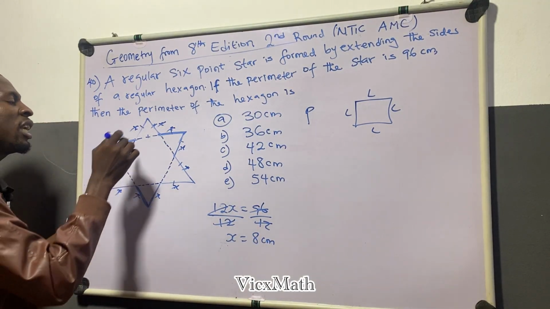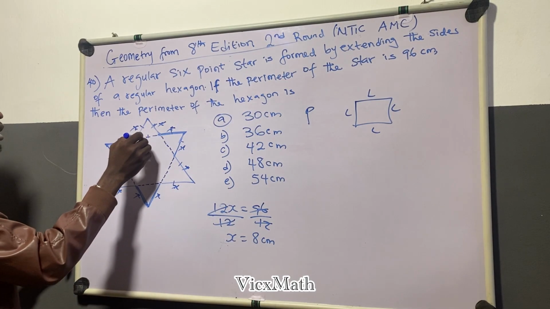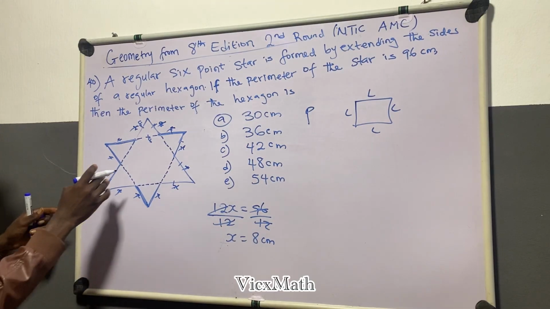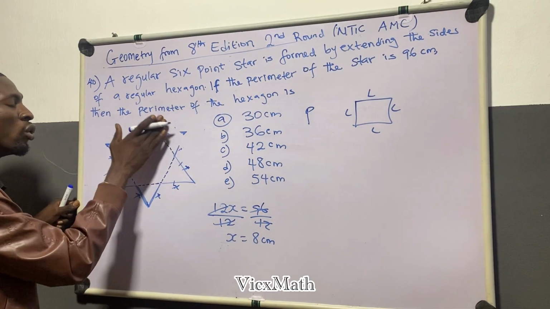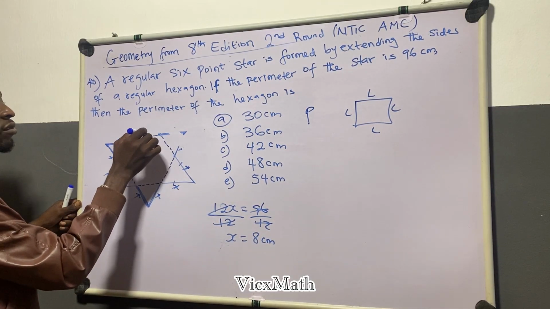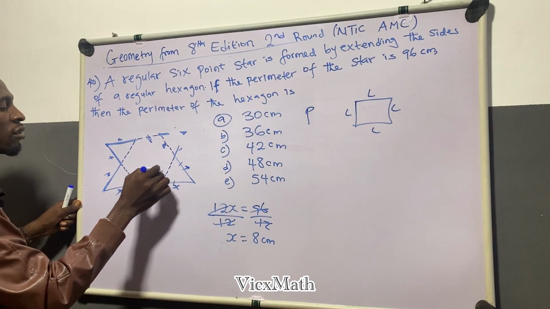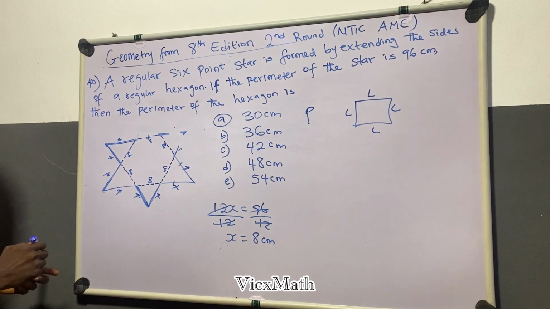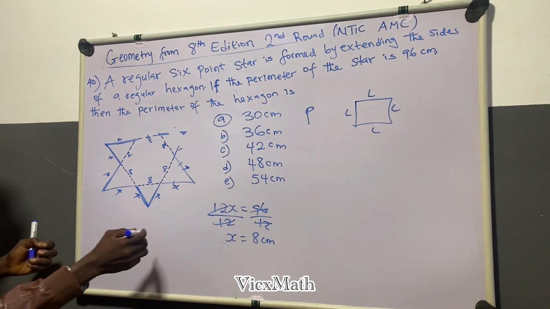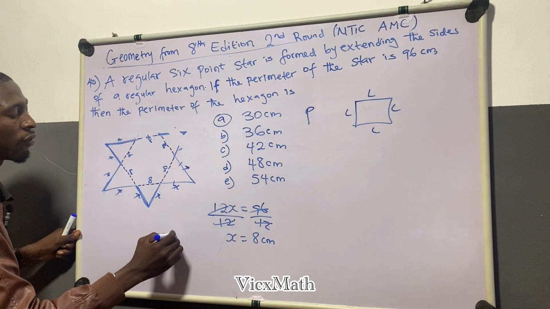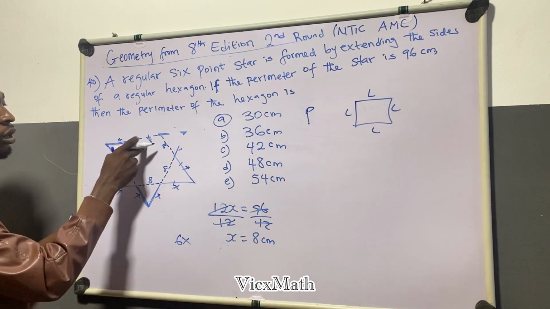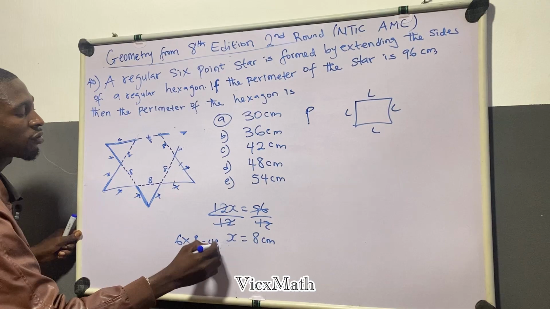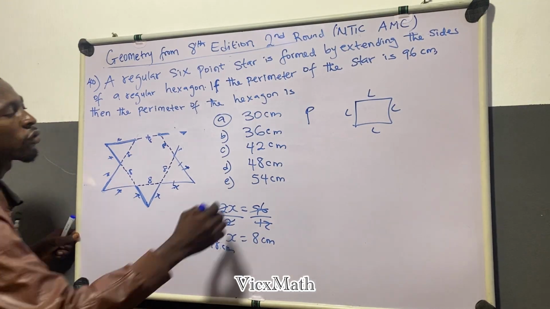Now listen, if here is 8, here is 8, and if here is 8, here is equally 8. So we don't necessarily need to clean it up, because we already know each side is 8. Now for the hexagon, it is 6-sided: 1, 2, 3, 4, 5, 6. So 6 times 8 is 48 centimeters. 48 is option D.